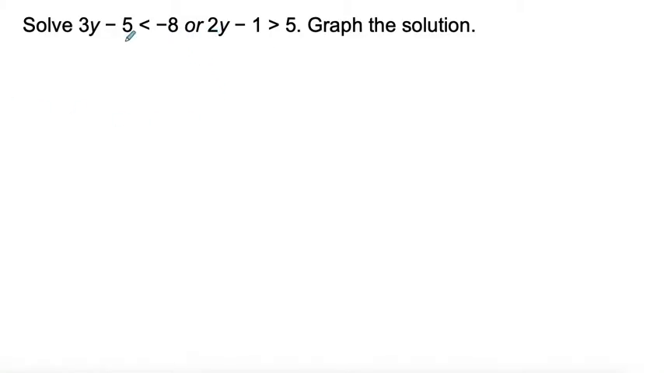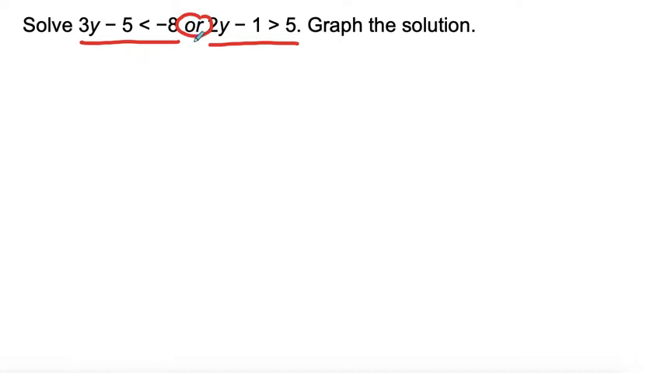Hello, in this video we're going to be working on 2.5 extension, solving compound inequalities. So our first example here is an example of a compound inequality. Notice you've got: solve 3y minus 5 is less than negative 8, or 2y minus 1 is greater than 5. So you have two simple inequalities combined together with an "and" or an "or" statement. In this case, it's an "or" statement to make a compound inequality.